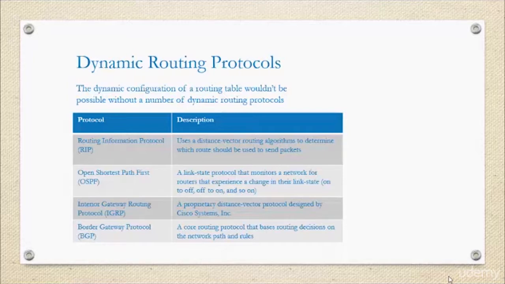And then you have IGRP. This is your Interior Gateway Routing Protocol. And you also have the Border Gateway Protocol as well. Now, I want you to definitely do a little bit of research on each of these protocols, and know that these are things called distance factors that you should be aware of, right? And it's just a calculation and essentially a metric that's used to determine which route should be used to send packets.